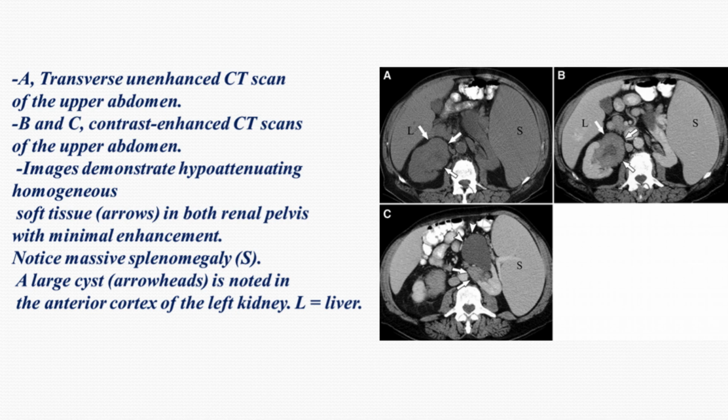Image A, transverse unenhanced CT scan of the upper abdomen, while images B and C, contrast enhanced CT scan of the upper abdomen. Images demonstrate hypoattenuating homogeneous soft tissue, arrows, in both renal pelvis with minimal enhancement. Notice the massive splenomegaly, S. A large cyst, arrowheads, is noted in the anterior cortex of the left kidney. L represents liver.